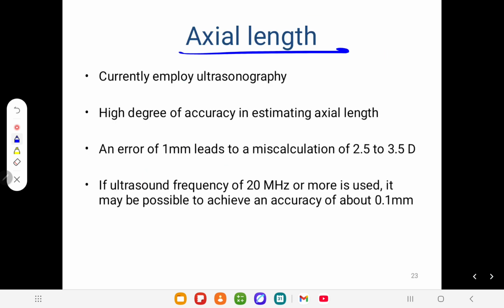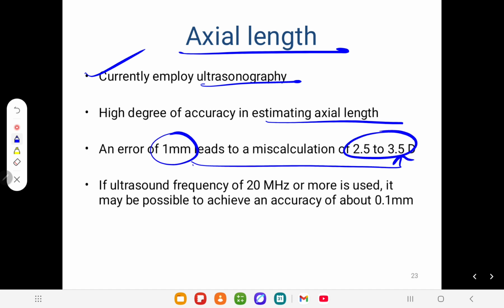So axial length. What is excellent? Currently we employ ultrasonography or IOL Master, which is without touch, without invasion. So a high degree of accuracy for eye axial length is very important, and I know you know this. I have already told you that a 1 mm change in axial length means approximately 3 diopter change. If ultrasound frequency of 20 megahertz or more is used, it may be possible to achieve accuracy of 0.1. It's a different story; I'll definitely talk about it when we talk about ultrasonography.